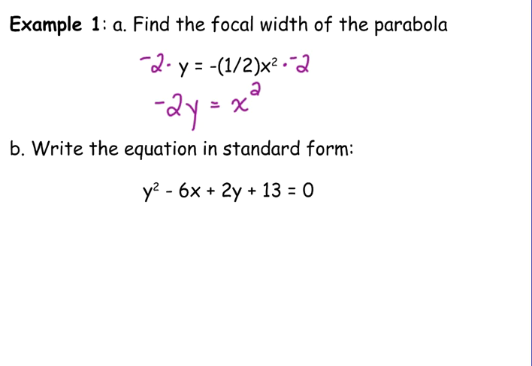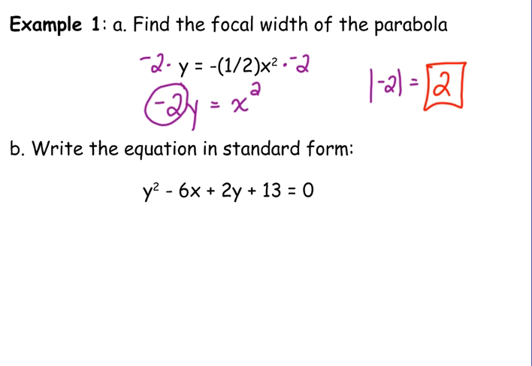It wants the focal width. The focal width is the absolute value of 4 times p. So the number in front of the y is 4 times p. So the focal width here is the absolute value of -2. So the focal width is +2.